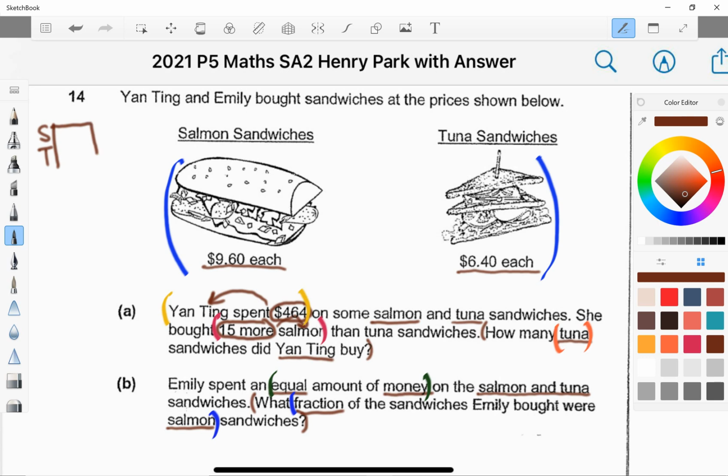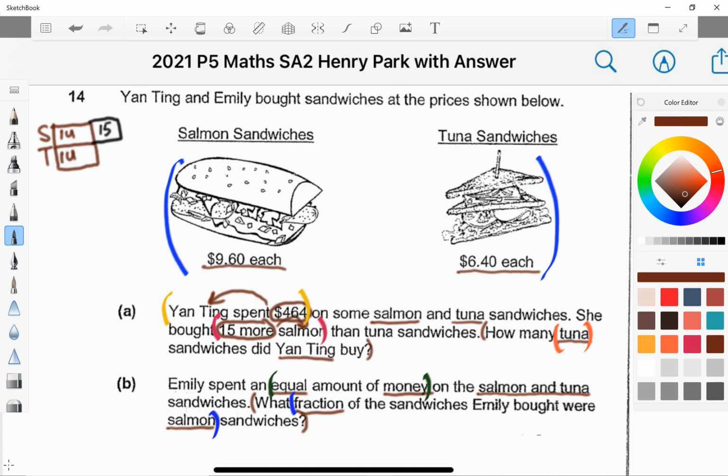So we will draw something like this. Then we will extend our box by 15. Okay, so inside the brown color boxes, I will just put 1 unit. And we can see that in our model, it shows that 15 more salmon sandwiches were bought.